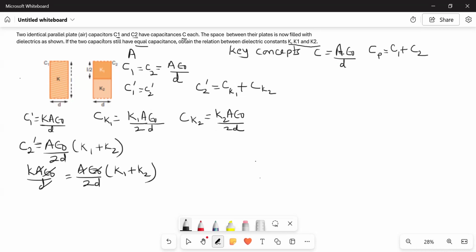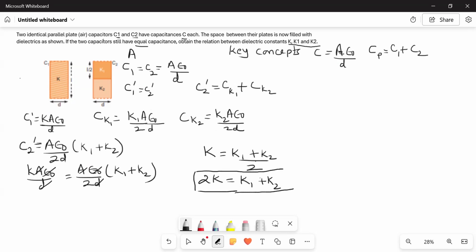A epsilon naught by D cancels and we get K is equal to K1 plus K2 by 2, or 2K is equal to K1 plus K2. So this is the relation between the three dielectric constants. Hope the problem is clear.